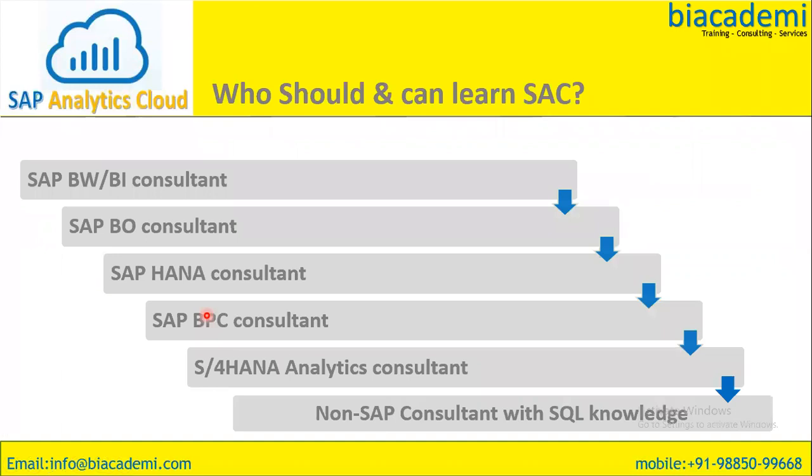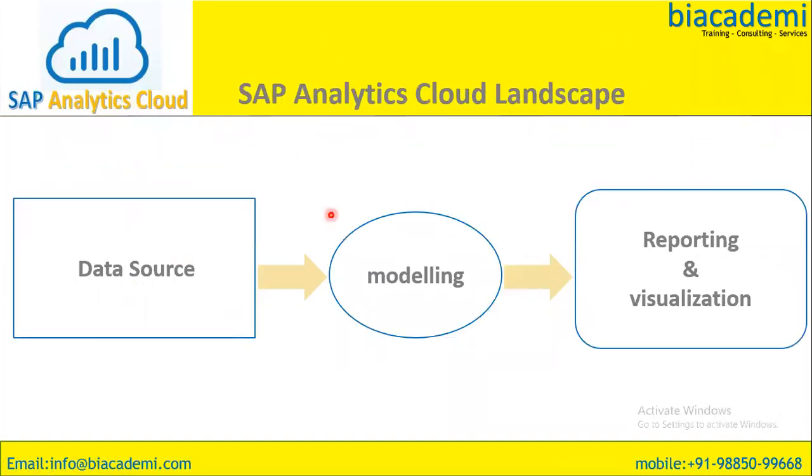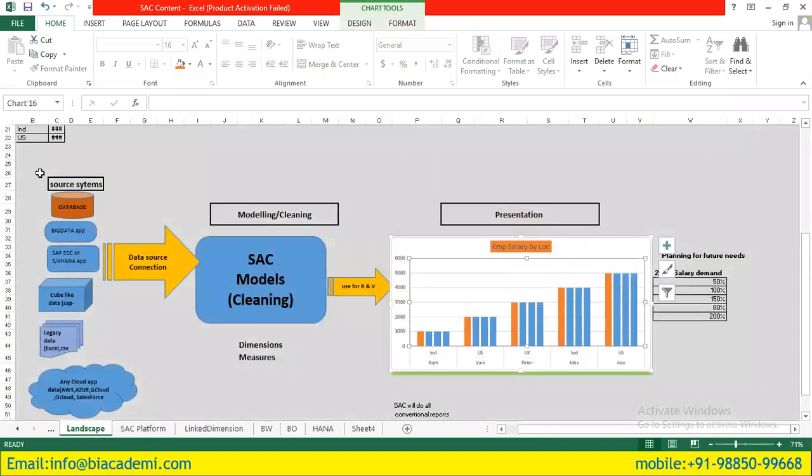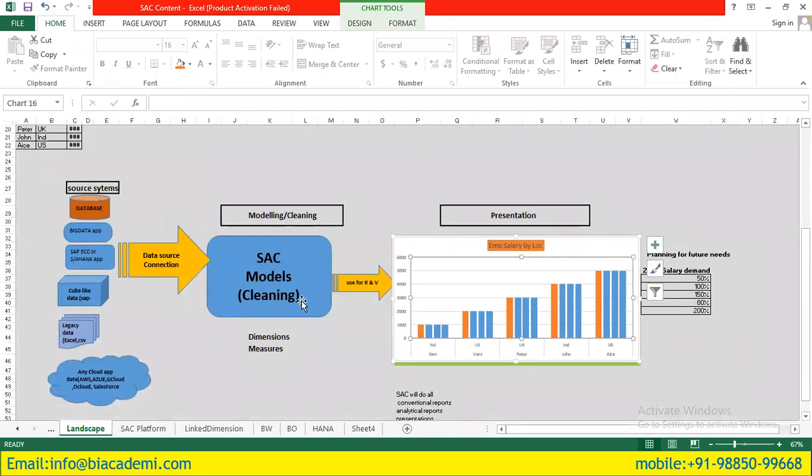The next thing is we want to go through how the landscape of SAC is designed. This is very high level. From any data source, we access the data using some connections, we do some sort of modeling, and finally we go for reporting. These are the three different areas: the SAP Analytics Cloud landscape is a combination of the data source part, the modeling part, and reporting and visualization. This is the complete picture of the landscape, presented at a high level.